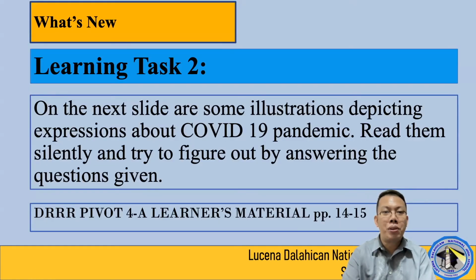Learning task number 2, under what's new, found on pages 14 to 15 of the SLM. On the next slide are illustrations depicting expressions about the COVID-19 pandemic. Read them silently and try to figure out by answering the questions given.